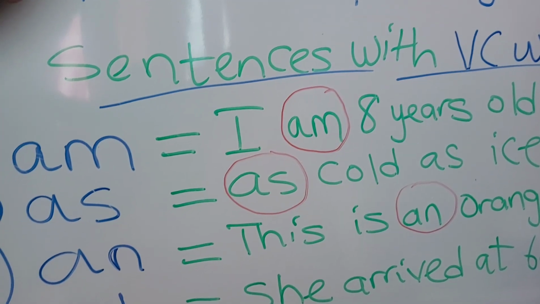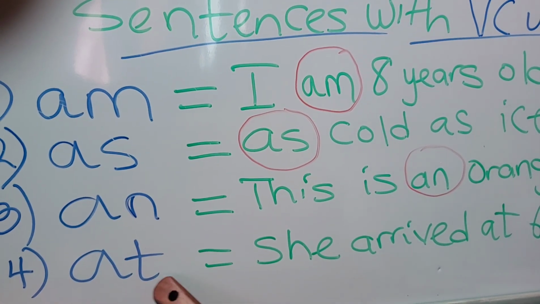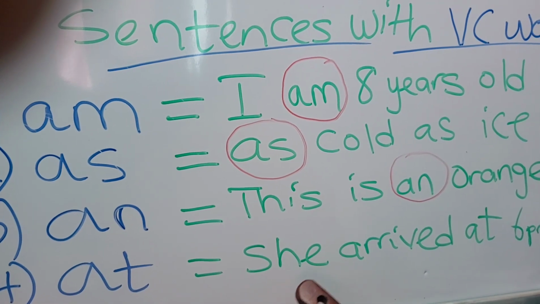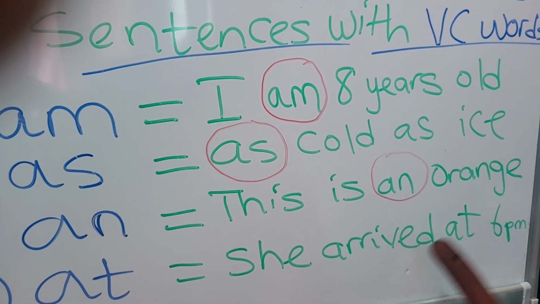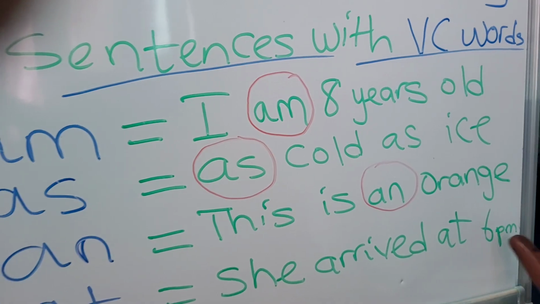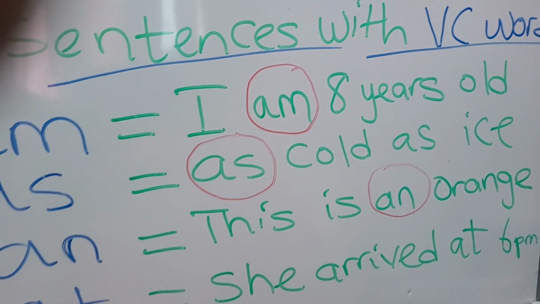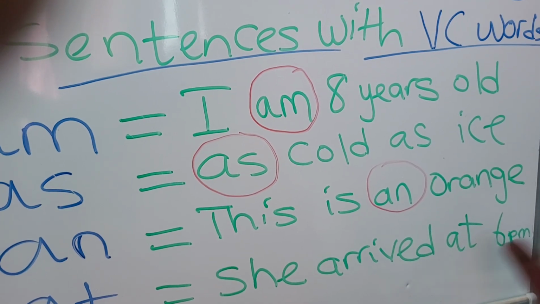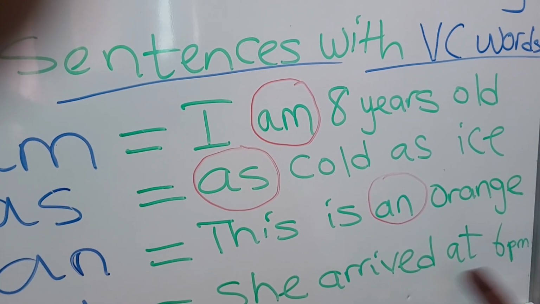Now, we move on to the last VC word. At. Again, at. Now, let's sum our sentence. We have, she arrived at 6 p.m. Again, she arrived at 6 p.m.